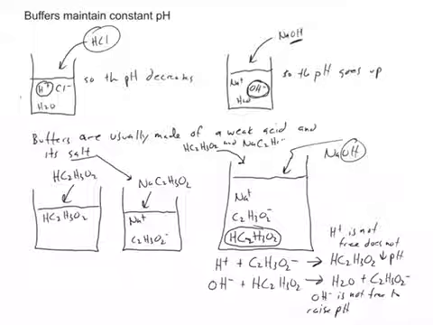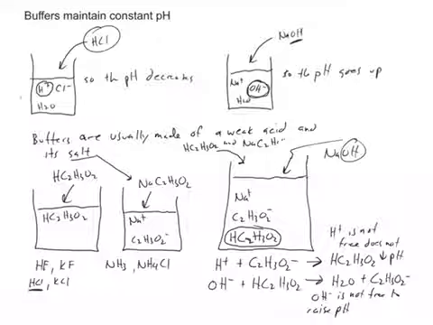You could have something like this. Here's a weak acid, hydrofluoric acid. Here's the salt of a weak acid. Those would be a buffer. Here's something that would not be a buffer. HCl and KCl. That's because this is a strong acid. There's other things. We could have a weak base like ammonia and the salt of the weak base, NH4Cl. That would be a buffer.